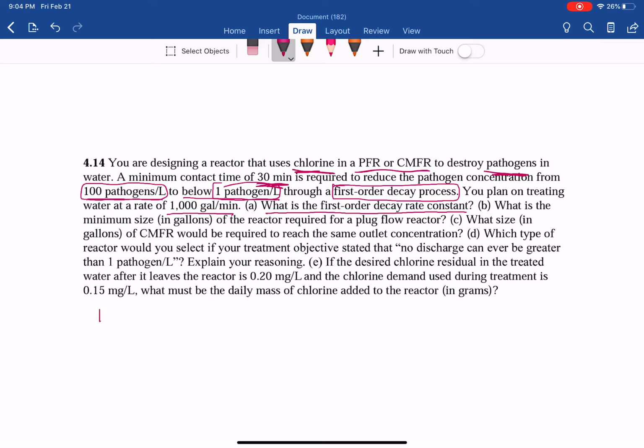Okay, so in a plug flow reactor, the equation is C out is equal to C initial e to the power minus Kt. What was C out? C out is 1 pathogen per liter. What is C in? 100. What is e? e to the power minus K. That's what we want, K. And the contact time is 30 minutes. So 1 over 100 is 0.01, equal to e to the power minus K times 30.